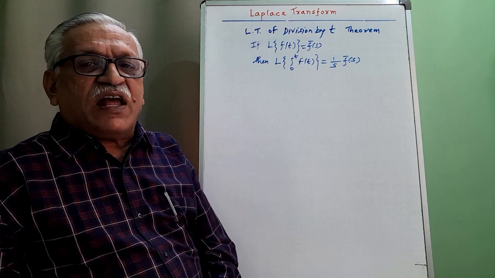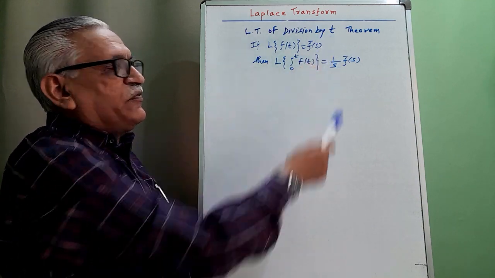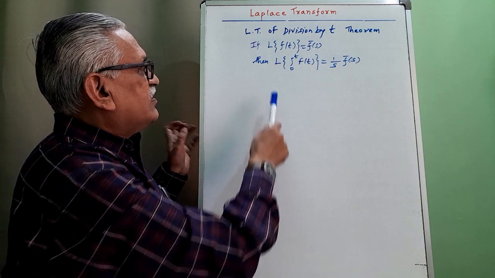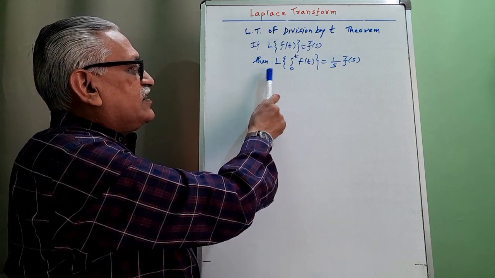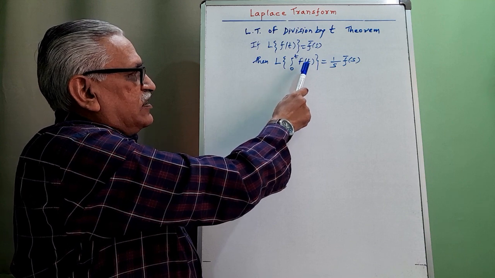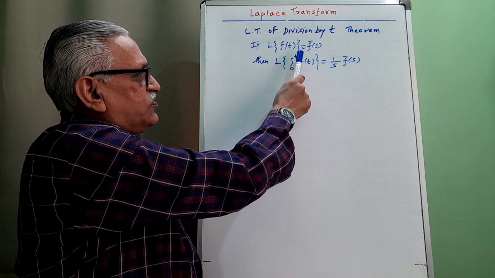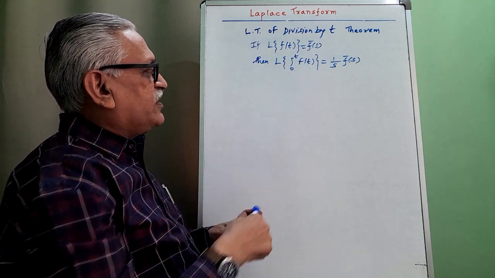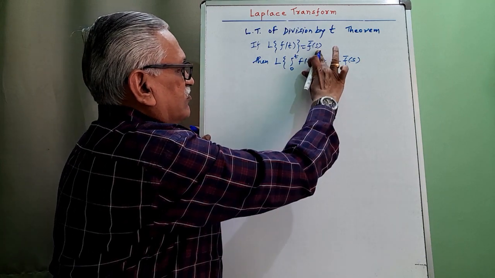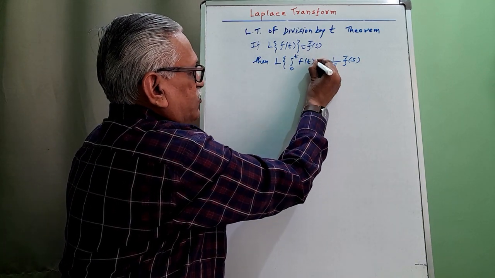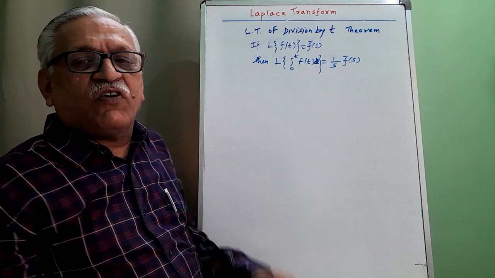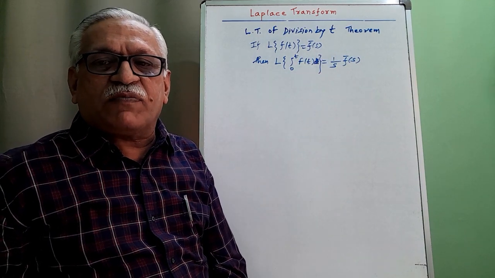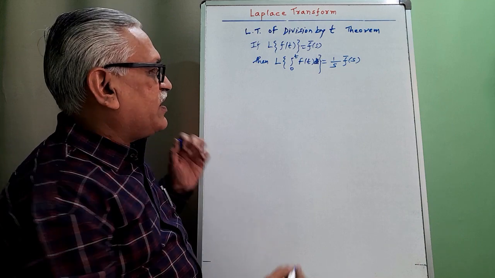Next theorem, Laplace transform of division by t theorem. Statement is like this: if Laplace of f of t is f bar of s, then Laplace transform of integration between 0 to t of f of t with respect to t is 1 by s into f bar of s. We have to multiply that f bar of s by 1 by s.